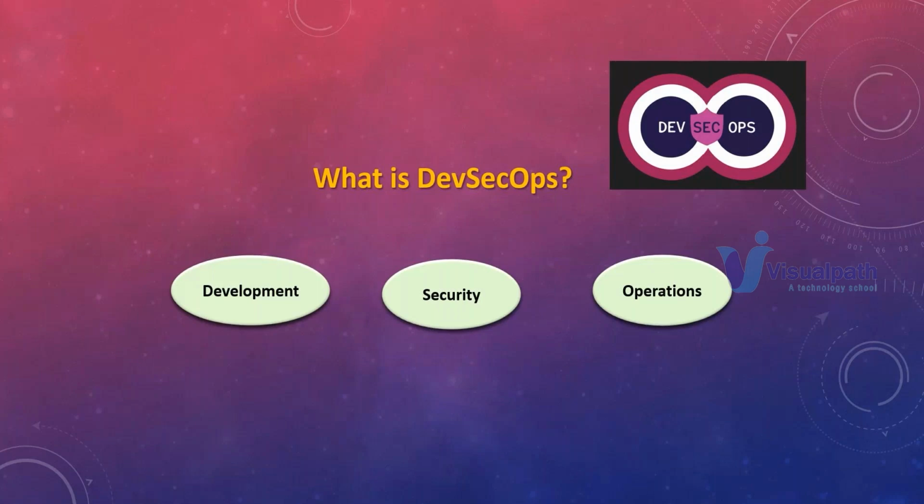And what is meant by operations? Releasing the product means I need to deploy the code on the server. That is the job of the operations team. If there are any issues, they have to fix them while deploying the code, or they have to monitor the environment. See, after deploying an application, how will you say that your application is running 24/7? Someone has to monitor it.